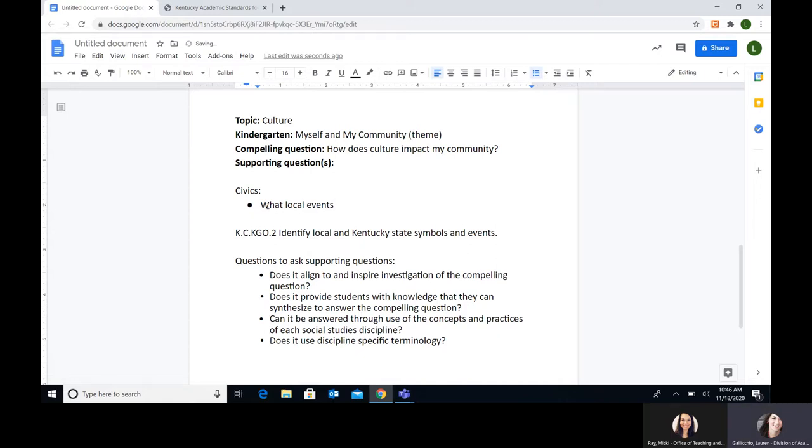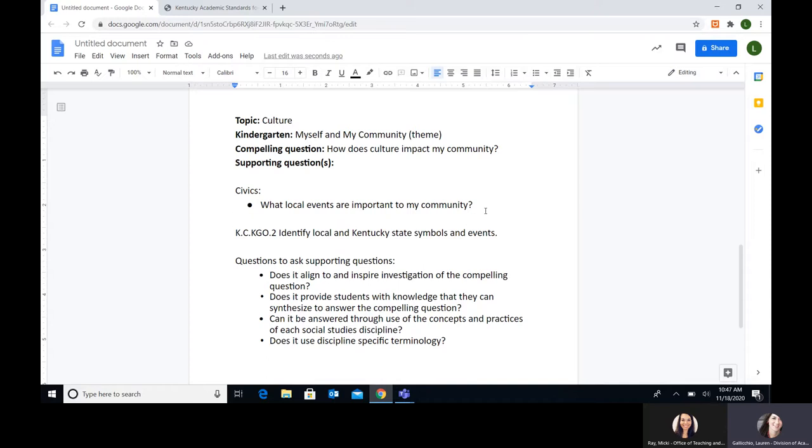Let's start with events first, because especially in kindergarten there's something in my gut saying we can talk about state symbols at another time and cultural events at this time. I think that's helpful for students. So what local events are important in my community? Or to my community. Either one. I think to my community works better with our compelling question. So what local events are important to my community?